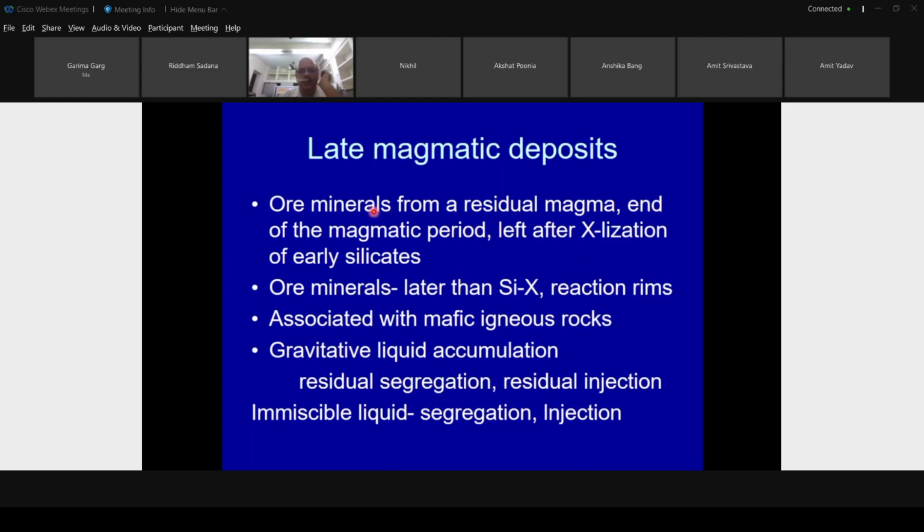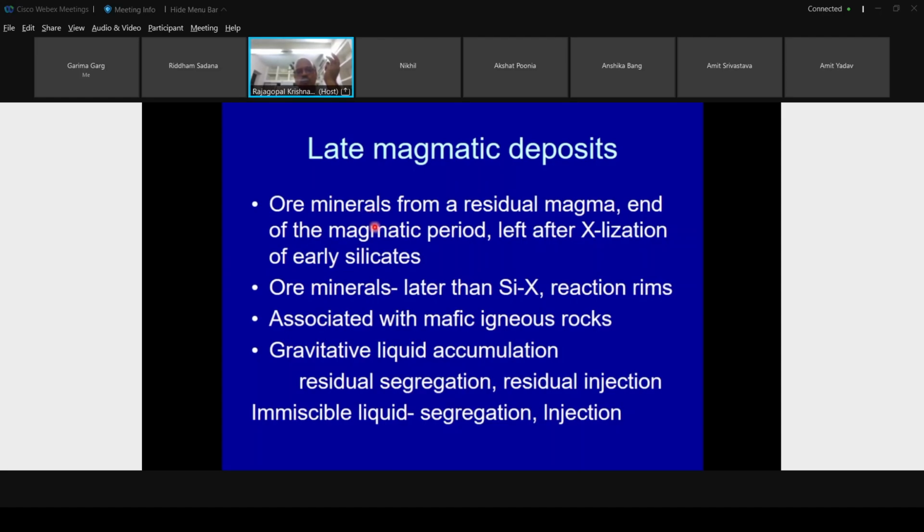Anyhow, last class I did teach about the early magmatic crystallization. In this class we will talk about the late magmatic crystallization, and because of that you have certain mineral deposits forming. In early magmatic crystallization you will have a set of minerals forming, and once the early minerals are forming, the magma changes its composition. So naturally the mineralogy of the magma will keep changing.